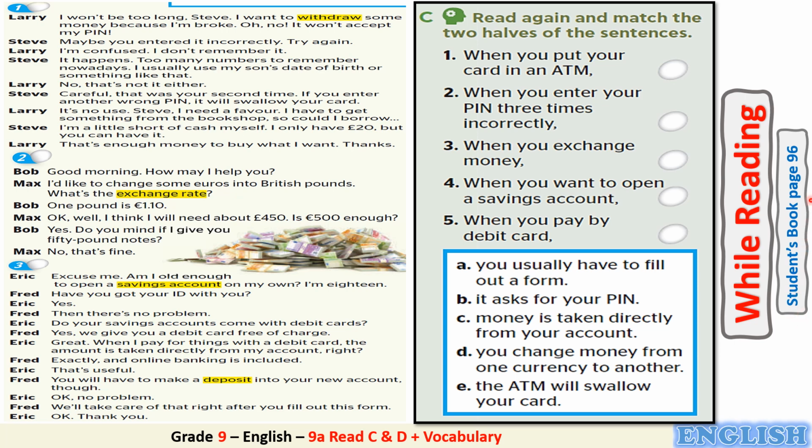Now open your student's book page 96. Exercise C. Read again and match the two halves of the sentences. As you see here, we have the first halves and here we have the second halves. We are going to read or scan the dialogues, then match these two halves together. Now, pause the video, read the two halves, then match.